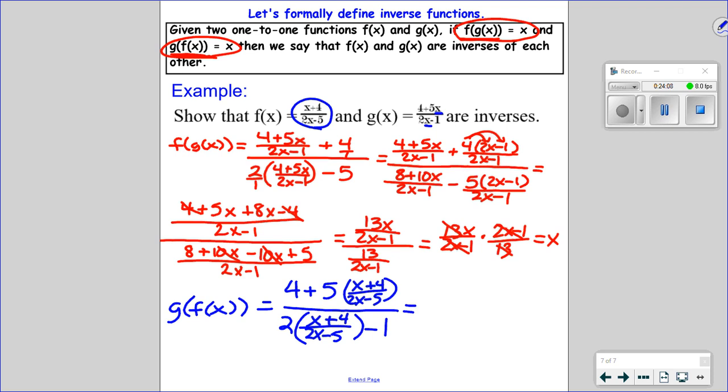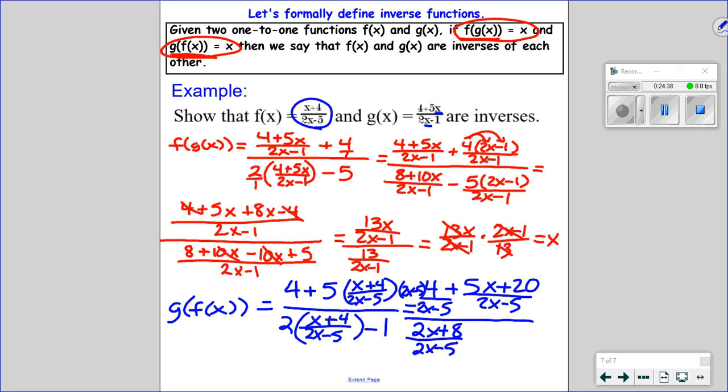We will do a similar thing. I might start by distributing the 5 to get 5x plus 20. But since that's over 2x minus 5, I know I'm going to need a common denominator, so I'm going to end up having to multiply this 4 by 2x minus 5 as well. Similar thing in the denominator: distribute the 2, and then I'm just going to convert the 1 to 2x minus 5 over itself, again so we have a common denominator.